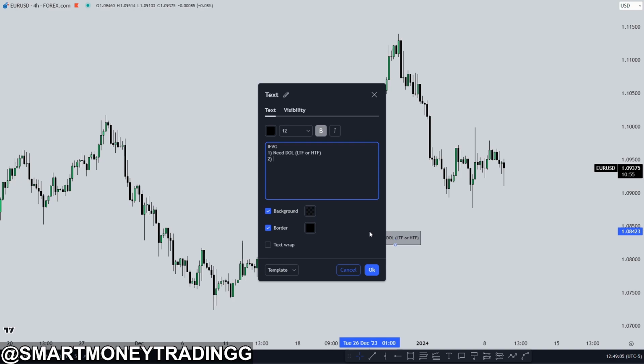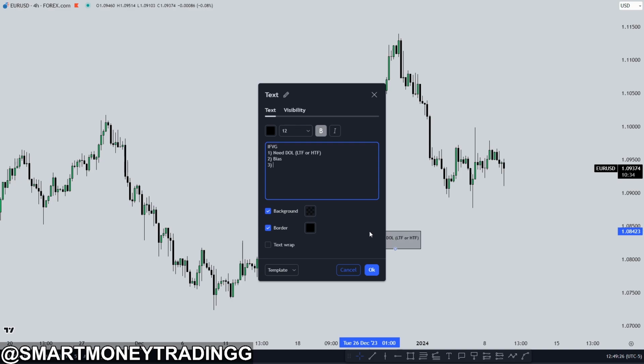Number two is you need to have a bias. You can't just simply go to the lower time frame and expect every inversion fair value gap to work. I used to do this a lot and it just didn't work out because I didn't have any higher time frame bias, so I wasn't able to trade the right ones. So it helps you filter out which ones are going to work and which ones aren't. That's why a bias is very important.